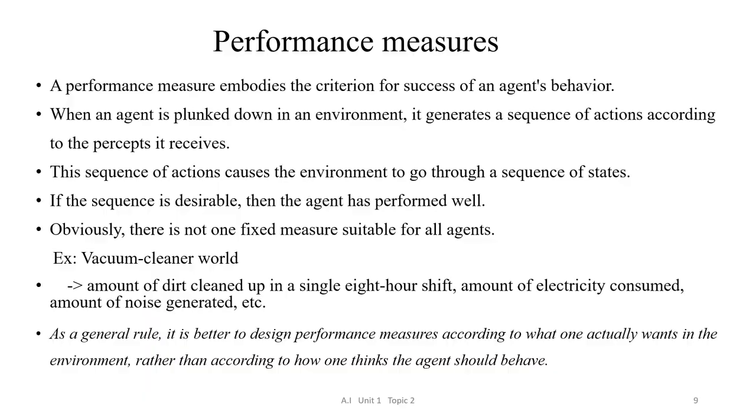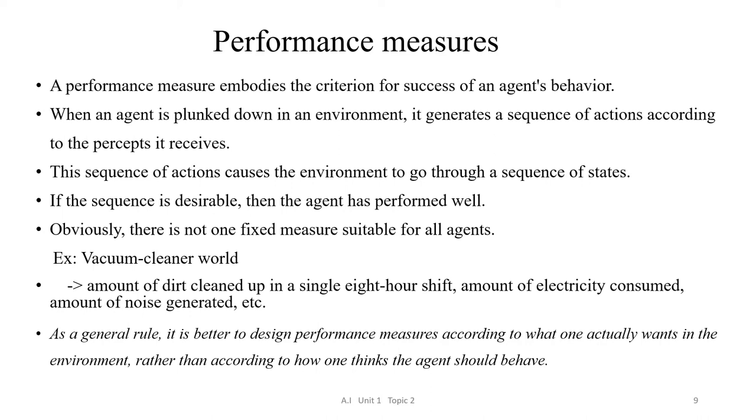What sort of performance measures can be applied to agents? A performance measure embodies the criteria for success of an agent's behavior. When an agent is plugged into an environment, it generates a sequence of actions according to the percepts it receives. This sequence of actions causes the environment to go through a sequence of states. If the sequence is desirable, then the agent has performed well. Obviously, there is not one fixed measure suitable for all agents.